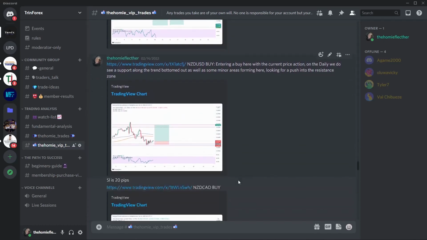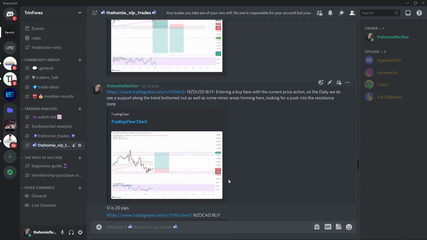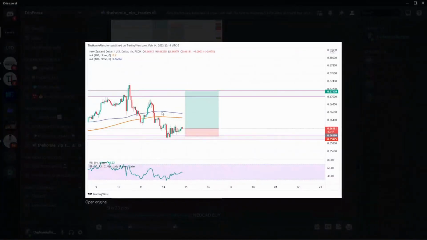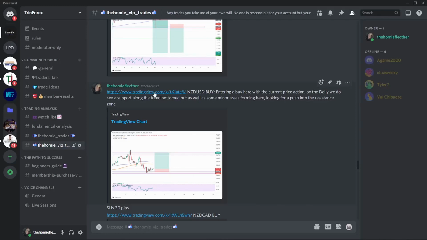So after that, we did have an NZD USD buy. Just looking at it here, this is the buy. We did come into this zone right here. This was on the 14th. NZD USD buy, entering a buy here with current price action on the daily. We do see a support along the trend, bottomed out, as well as some minor areas forming here, looking for a push into the resistance zone. And that was the first trade here on NZD USD.